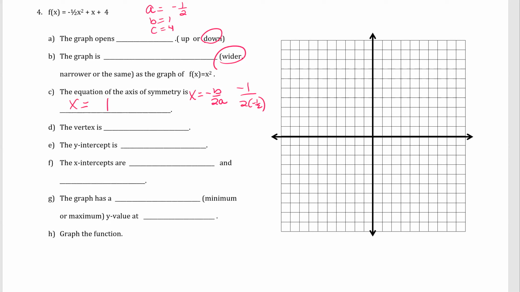To find the vertex, let's plug 1 into the function. F of 1 is going to equal 9 over 2, but it will probably be easier if we write this as a decimal, 4.5. To find the y-intercept, set x equal to 0. To find an x-intercept, we will set the function equal to 0.